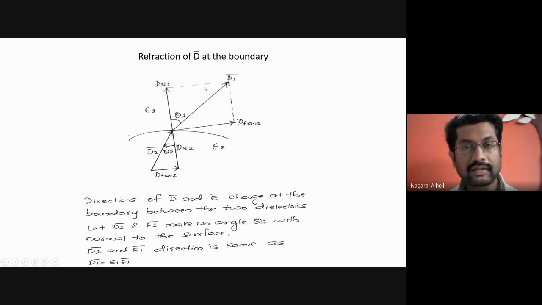Let us consider two media, epsilon 1 and epsilon 2. Then dn1 is the normal component in the first media. d-tan1 is the tangential component in the first media. Then D1 bar is the resultant. It is at an angle theta1 with the dn1 normal component. Similarly, in media 2, dn2 is the normal component which is equal to dn1, because the normal component is normal to the boundary, so it will remain the same whether it is dn1 or dn2. Hence dn1 is equal to dn2 here.